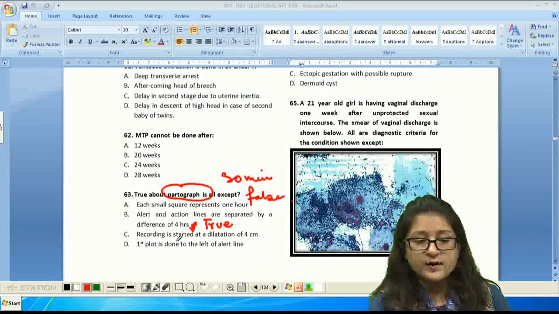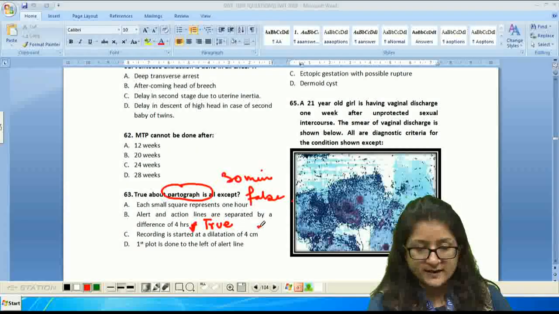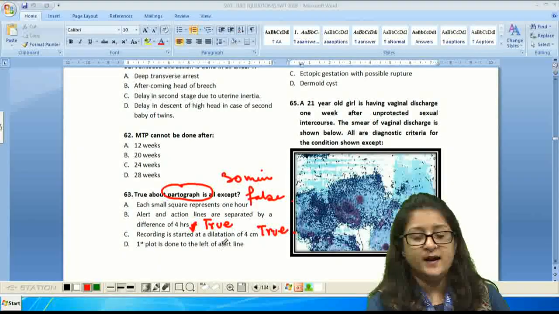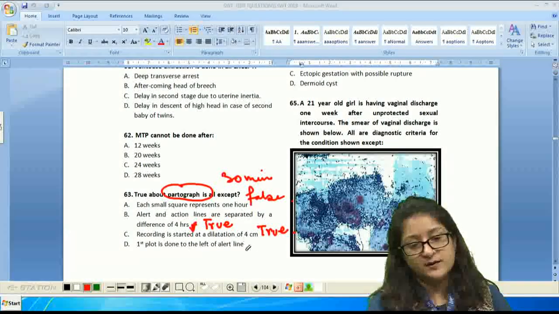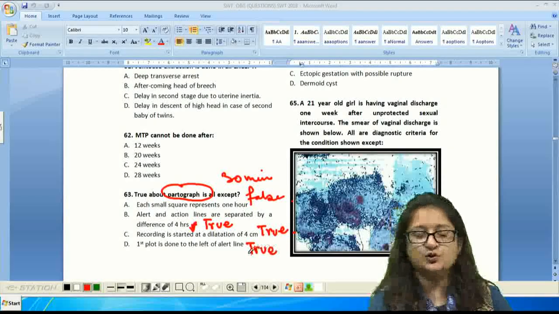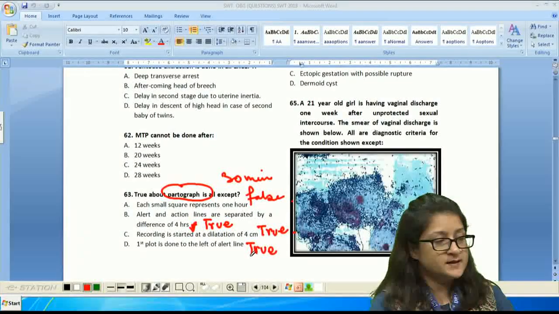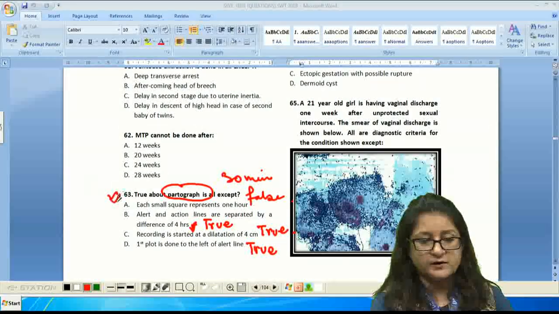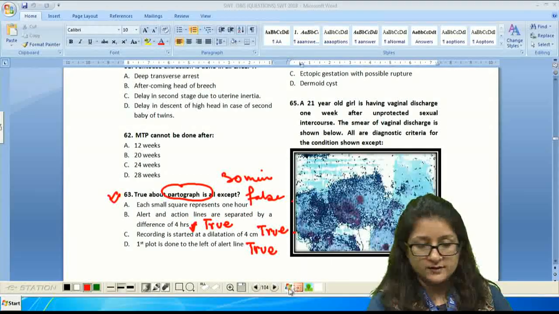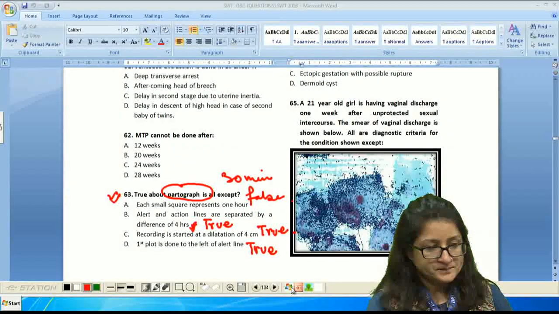And recording is started at dilatation of 4 centimeters. This is also a true statement. And the first plot is done to the left of the alert line. This is also a true statement. All right, so this is how the questions about partogram can be asked. So this is about partogram here.